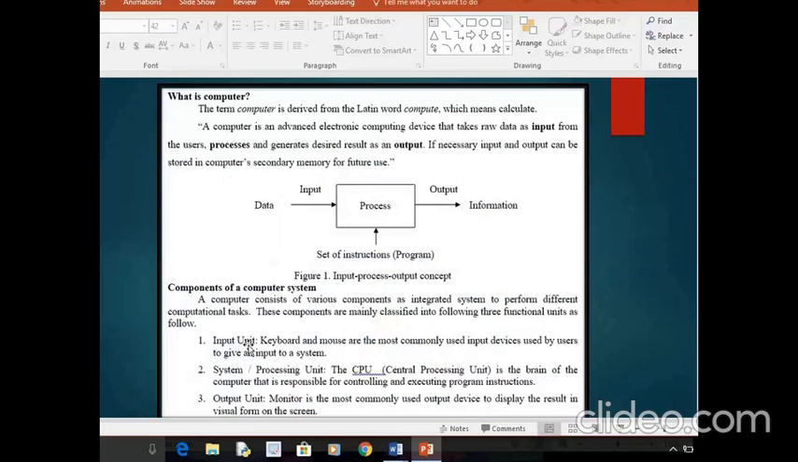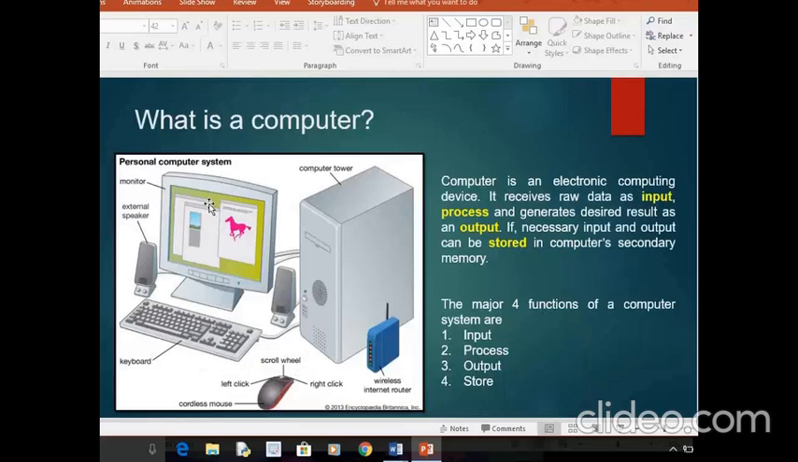Input unit: the most commonly used input devices are the keyboard and mouse. System unit: the motherboard, and on the motherboard is the CPU. CPU means processor, such as i3, i5, i7. That is the brain of a computer system. Output unit: the most commonly used output device is the monitor. Other than the monitor, can you tell me other output devices? Speaker is an output device, printer is an output device, LCD projector is an output device. Very good, all of you are very clever. Those are the components of a computer system.